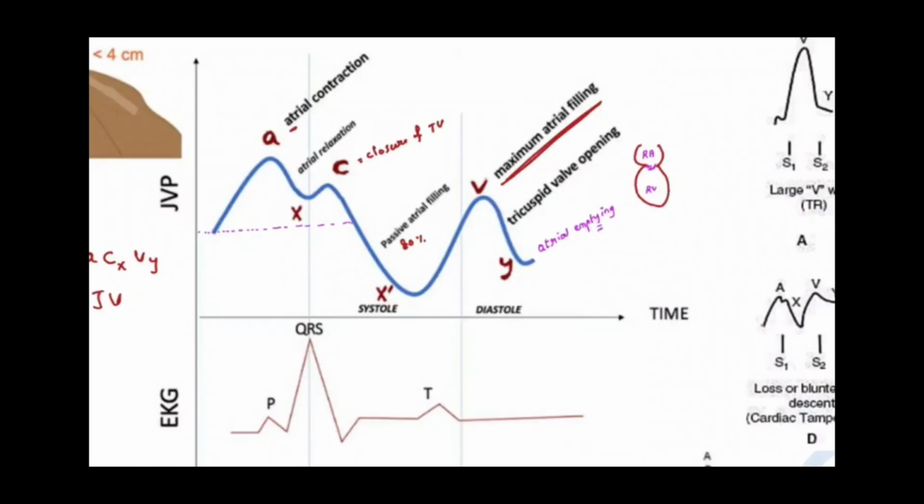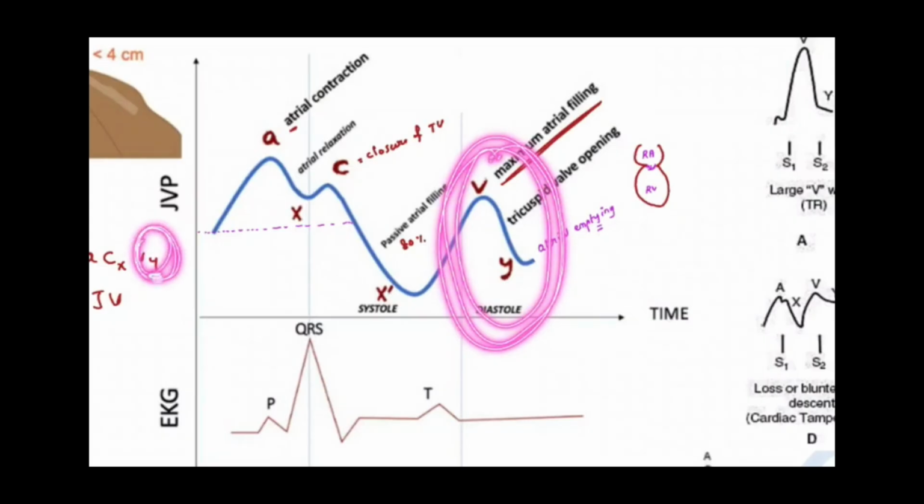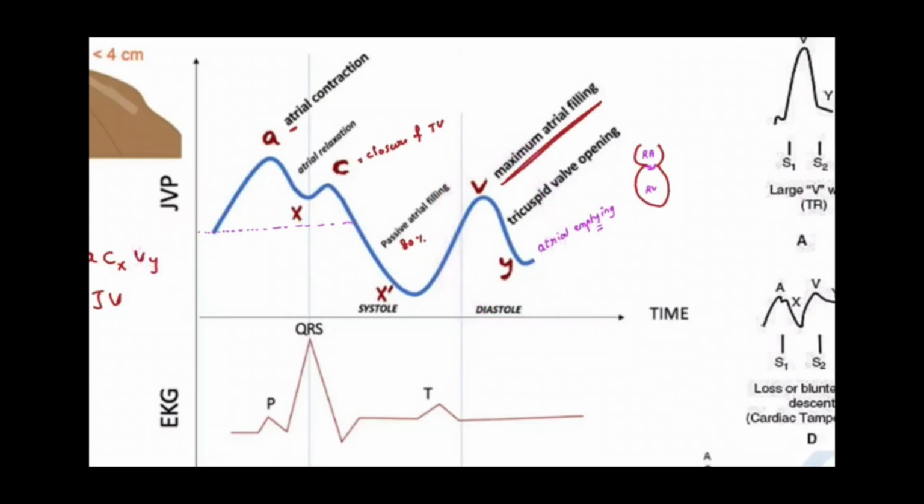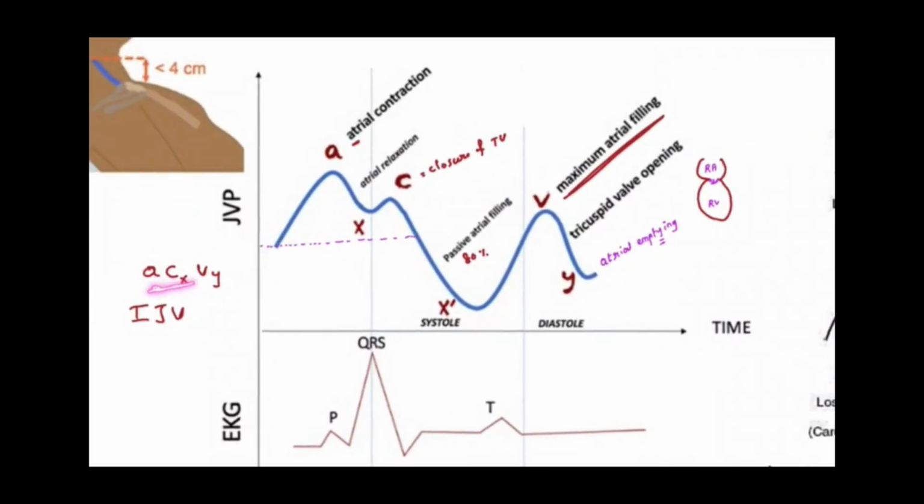So if they ask you pure diastole waves, we have the VY waves. If they ask you systole waves, this is the ACX. So VY are the pure diastole waves, then ACX are the pure systole waves. So this is the one type of question that they ask.